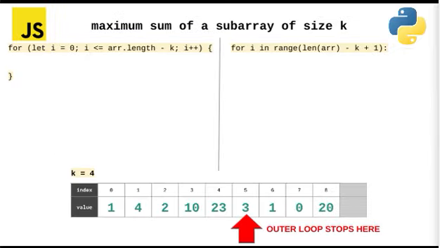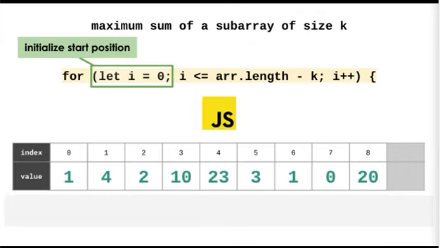I'm going to start with an outer loop that stops at the array length minus k. The array length is 9, k is 4, 9 minus 4 is 5. So we'll stop at index 5. Now we're going to stop here because if we go past the array length minus k, there are no longer enough items to contain a subarray of size 4. So we have to stop here to have a subarray of size 4. The outer loop is important. I want to take a detailed look at this.